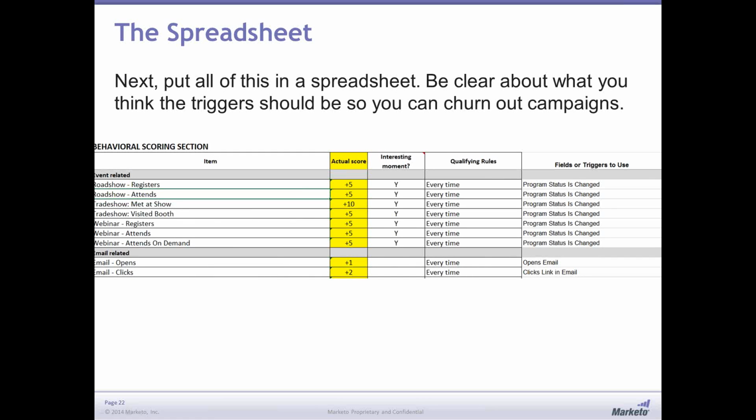So once you have all that data, then you can put in actual scores. This spreadsheet's kind of missing the other thing, which would be the rank of the particular behavior or demographic field. But you would just put in scores, and you'd set up this spreadsheet as a preparation before you enter this into Marketo. Right? So we have the name of the campaign, roadshow registers, roadshow attends, how many points we will give for each behavior, whether or not we want to give that behavior an interesting moment, how often that score should occur. Right? So a registration for a roadshow should happen every time.